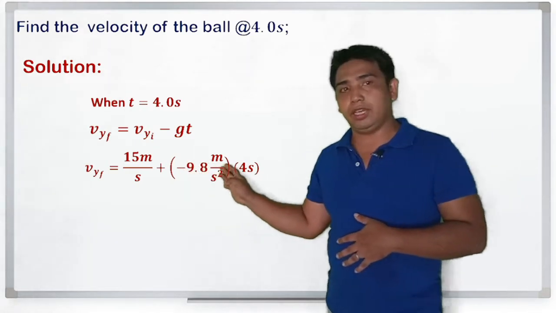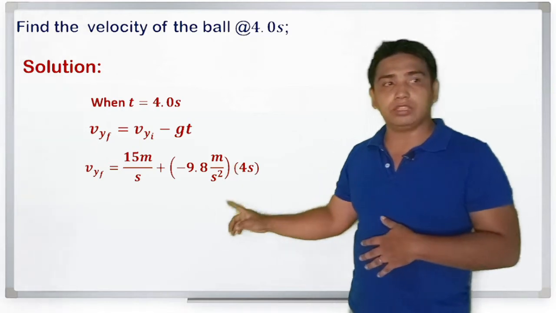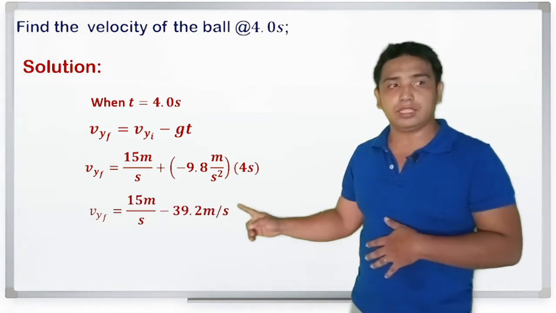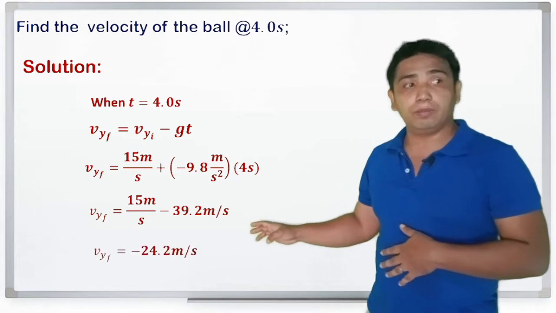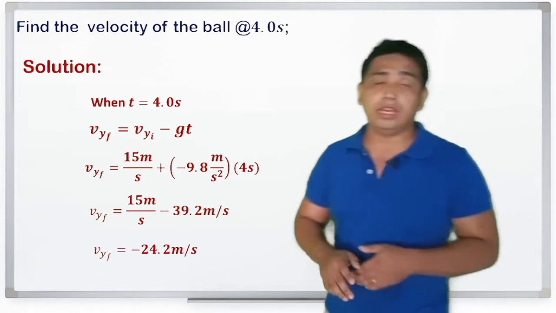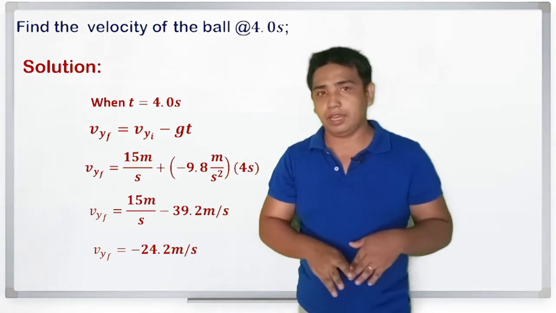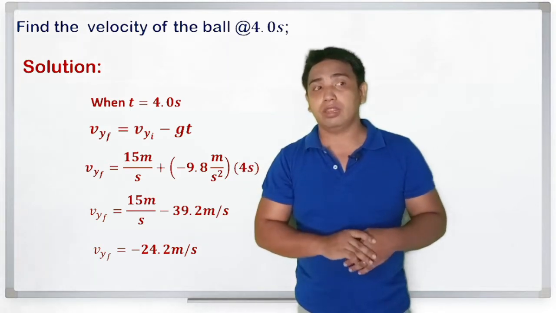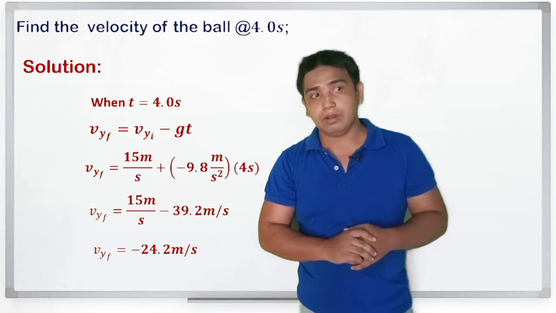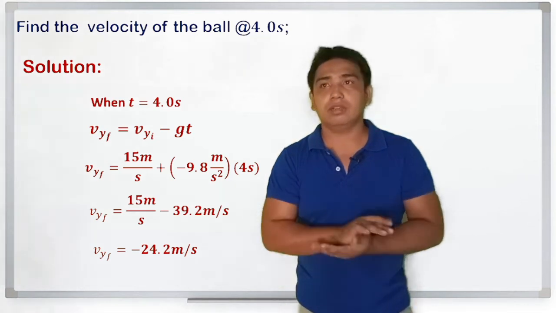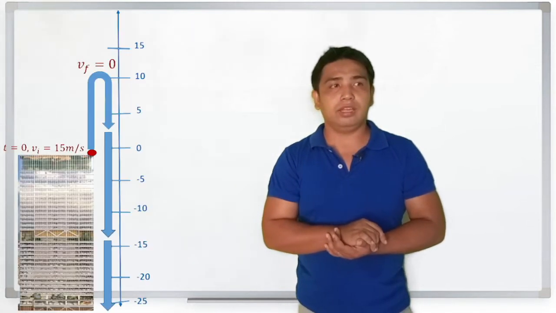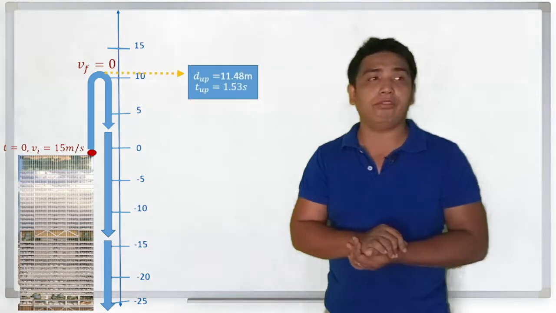That's going to be 15 minus 39.2 meters per second, and that's going to be negative 24.2 meters per second. So the negative sign there indicates that it is directed downward and it's moving away from the reference point. So here is what we have found out.